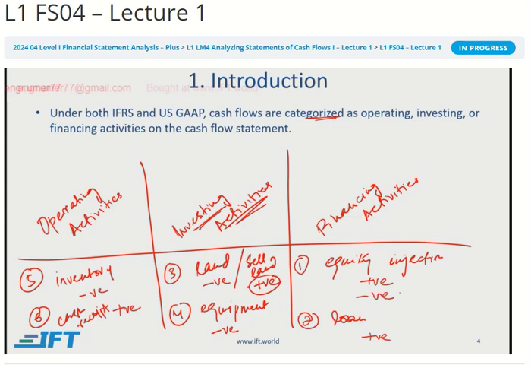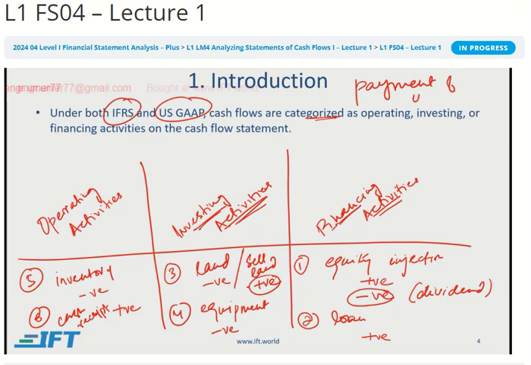If you pay a dividend to your equity holders, that is a negative cash flow, but nevertheless it is a financing activity and it will be recorded under your financing activities. Now there is some difference in US GAAP and IFRS that we will be looking at, such as payment of interest on the loan.